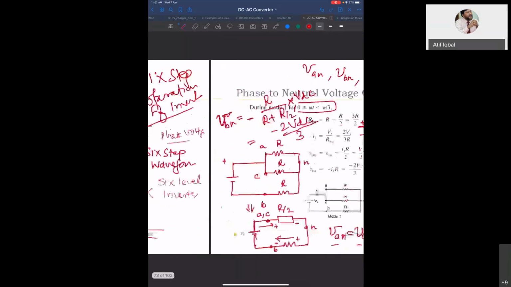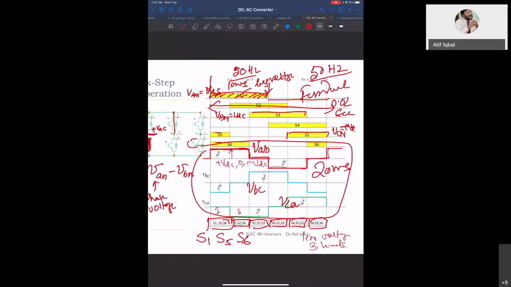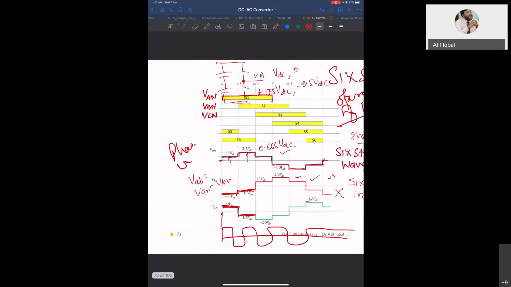And what are the levels here? The levels that you see are 1/3, 2/3. Okay. So you see here the peak is going only up to 0.666 VDC. The line voltage is going up to VDC. So these are your line voltages. Now, please plot the common mode voltage.